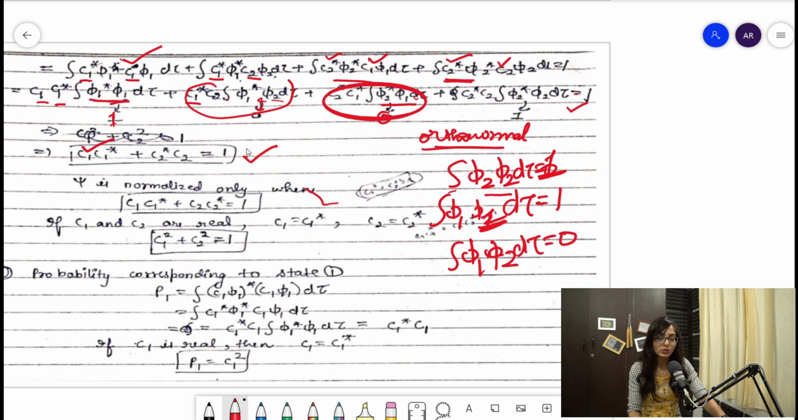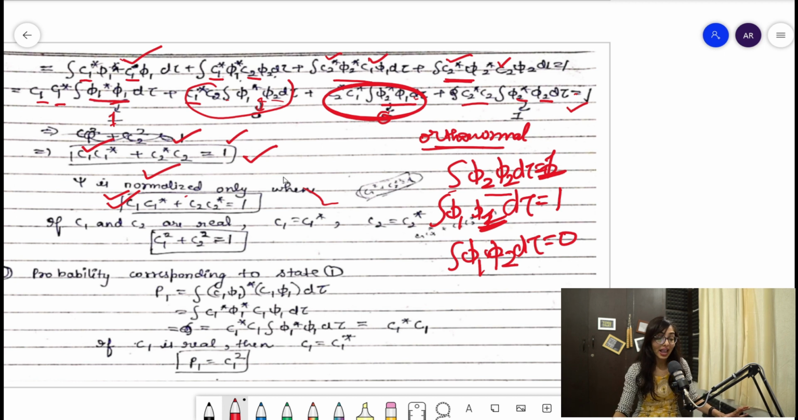Clear? So here also only one thing is left, that is C2 into C2 star, and these are phi 2 and phi 2. You know that the phi 2 integration was 1. Clear? So it will become C2 into C2 star, and I wrote it equal to 1. Clear? So guys, we can say that psi is normalized only when this condition is there, that is C1 into C1 star plus C2 into C2 star is equal to 1.